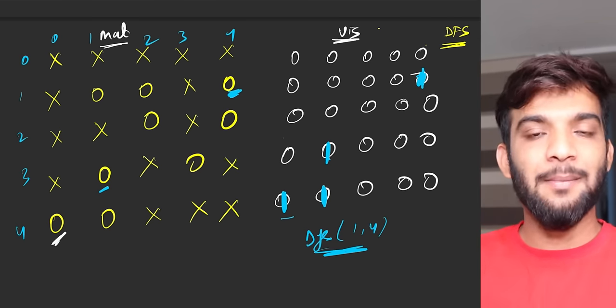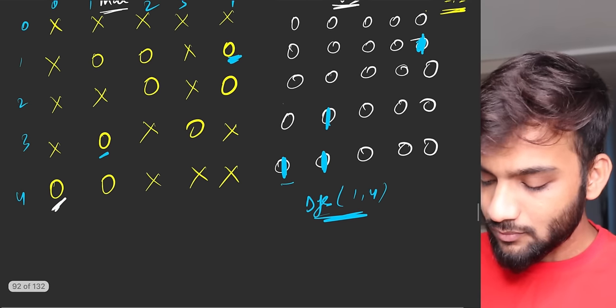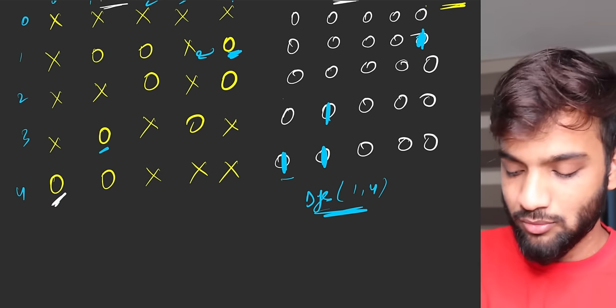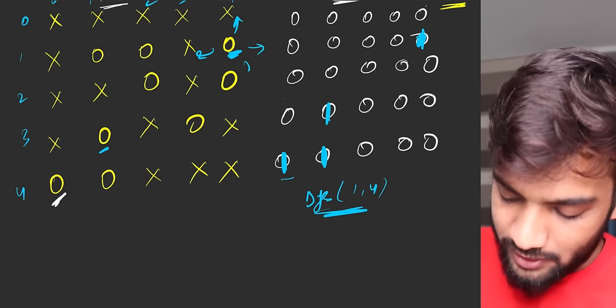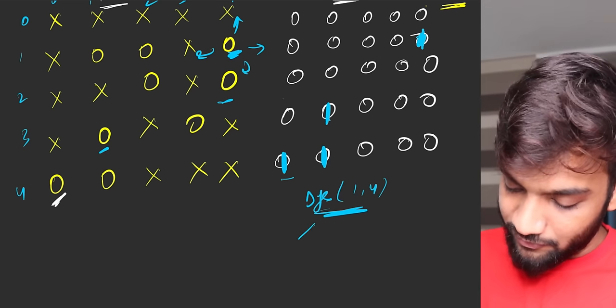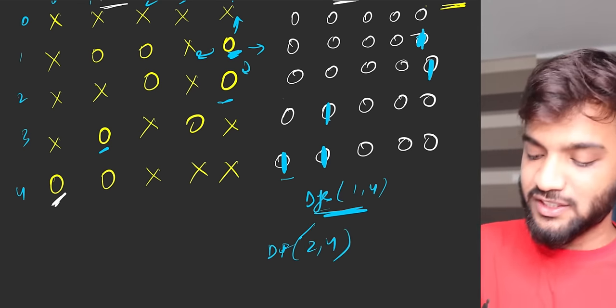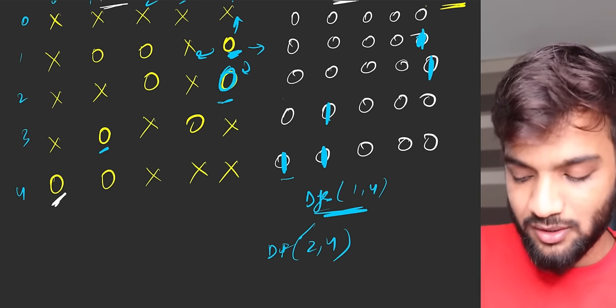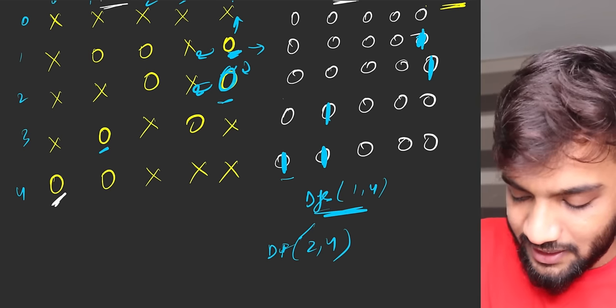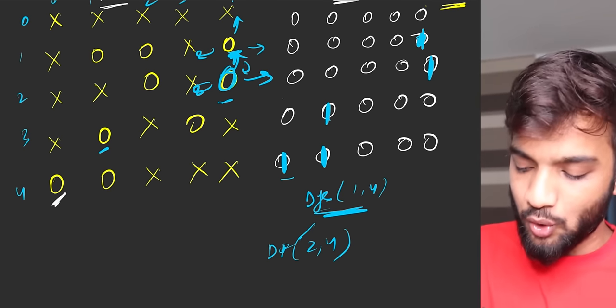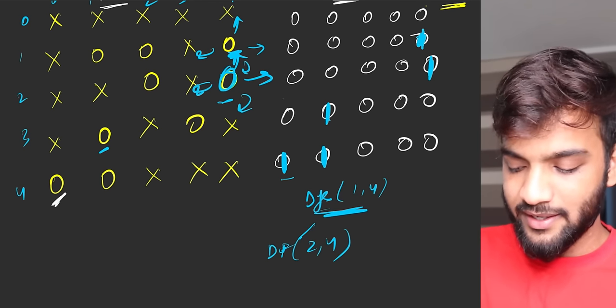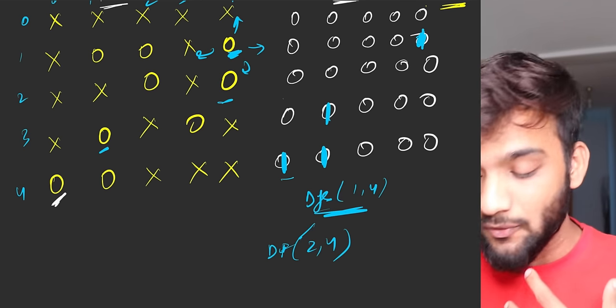Now what is your next step? The next step is very simple. Check out its neighbors: no, no, no, yes, which is DFS of 2,4. Mark it as visited. Now you go here. Does it have on the right? No. Does it have on the top? Visited. Does it have on the right? No. Does it have on the bottom? No. It does not have. It does not do any further traversal.